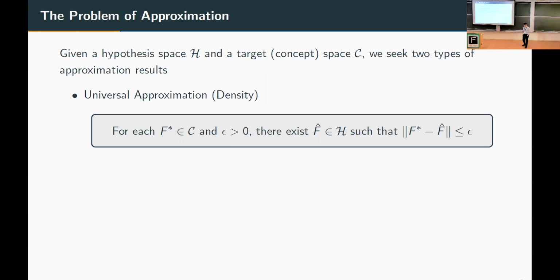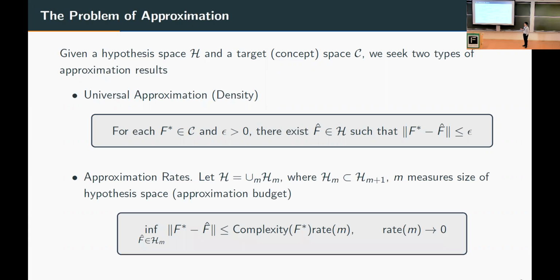But this is not the only kind of question we can ask. We can also ask the second question, which is approximation rates. Given that your hypothesis space is dense, suppose it contains some measure of the size of the approximation budget, which I call M. For example, in neural networks, M could be the width or the depth or both of your network. And in the case of Fourier series, M could be the number of orders of your cosines and sines. So this measures the budget that you have for approximation, and approximation rate simply says that given a finite budget M, what is the best possible approximation error we can get?